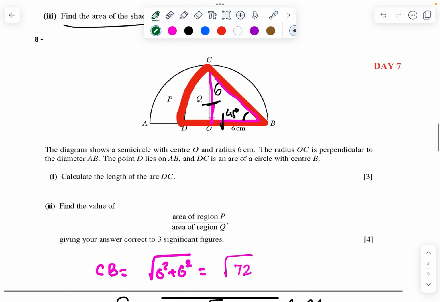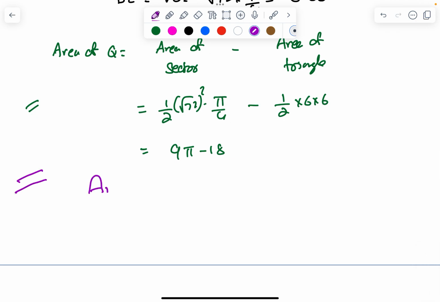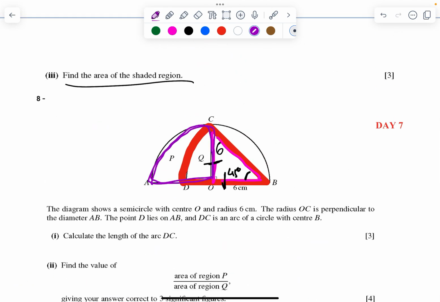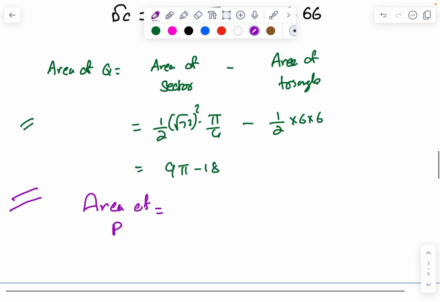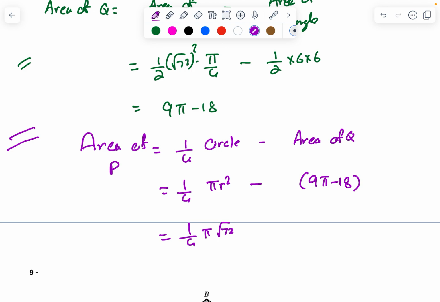Now I need to find area of Q, area of P. So area of P equals, what should I be doing? I'll take this particular area. This is a quarter of the circle, 1/4 of the circle. Quarter of circle minus area of Q. The area of a circle is pi r square, minus area of Q, which is 9 pi minus 18. So 1/4 of pi times square root of 72 whole square.